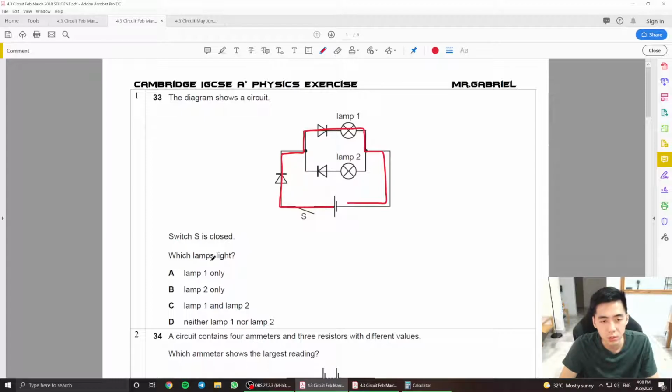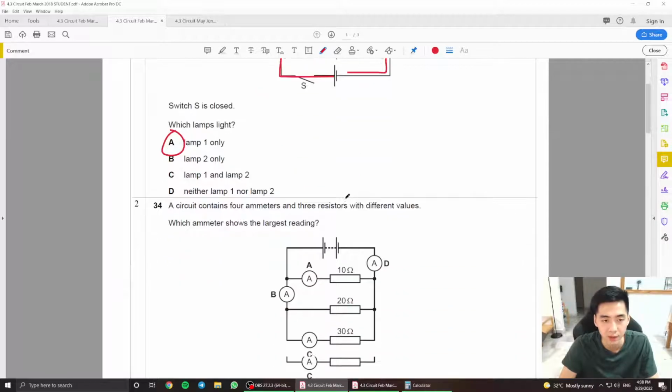When switch S is closed, which lamp lights up? Obviously, the only logical answer is going to be A here, right? Because the current is not able to flow to lamp 2's line.